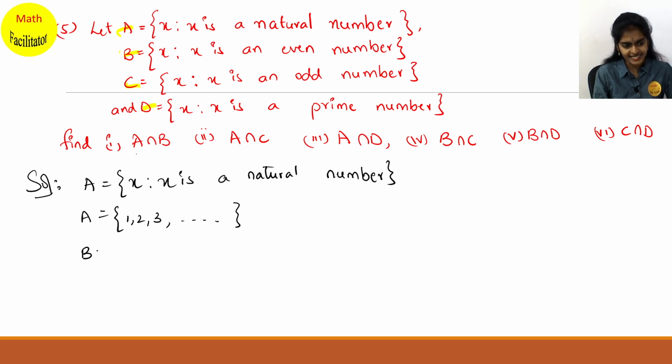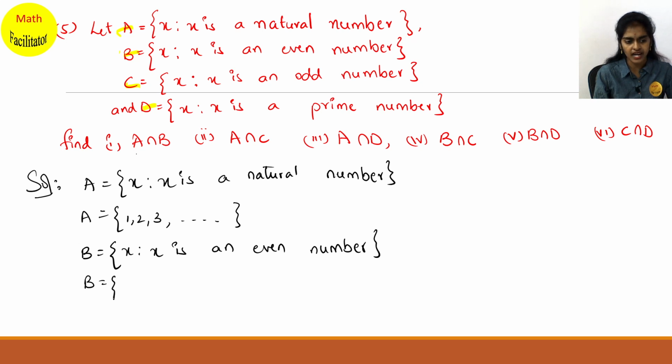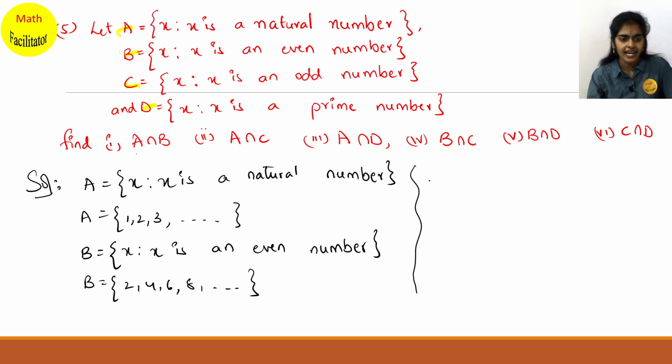Now let us take set B. So B is a set of all elements x such that x is an even number. So here in B all the elements are even numbers, which means B is nothing but even numbers 2, 4, 6, 8 and so on, right? And here the condition is it is an even natural number. So out of natural numbers you will pick up only the even numbers. So even numbers are 2, 4, 6, 8 and so on.